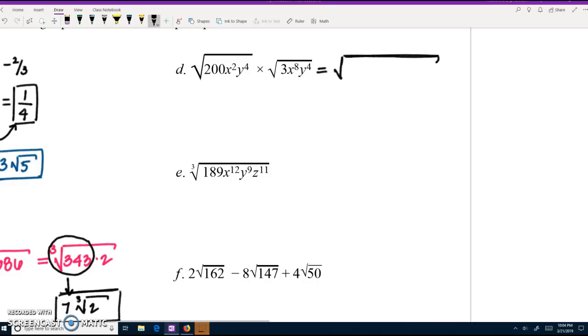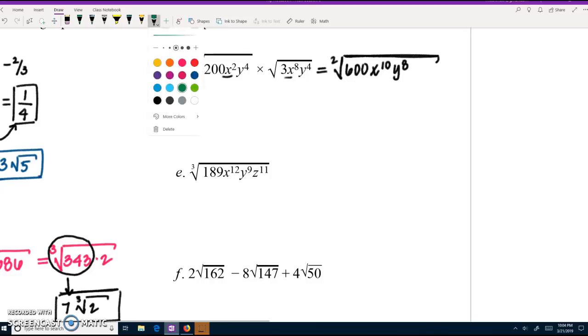So I want to multiply my constants together, the 200 and the 3, which is going to give me 600. Then when I multiply, I still need to make sure I add my exponents. So x squared and x to the 8th will become x to the 10th. And then y to the 4th and y to the 4th will become y to the 8th. And then this is a square root operation. So thinking ahead, my exponent values are going to be just fine to simplify here. The only thing I need to consider is the square root.